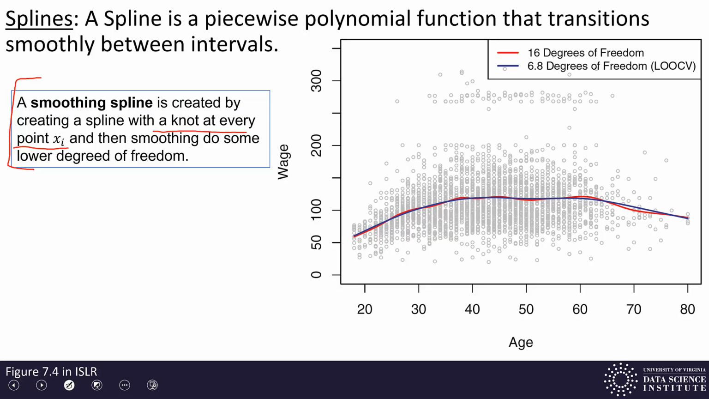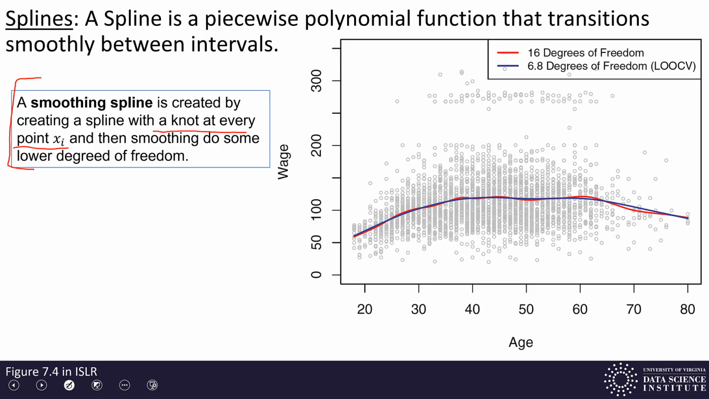And so the process of smoothing, we don't need to get into it in this video, but there's a process of smoothing that takes that high degree polynomial with a lot of degrees of freedom and then smooths it down. And then the level of smoothing, with the degrees of freedom you end up with, is determined using cross-validation.